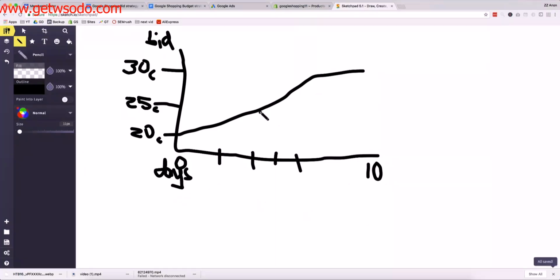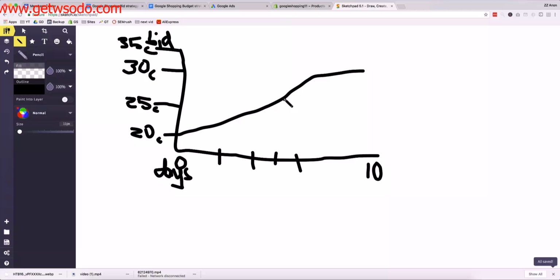Because what happens is, let's say on this day here, you're like, oh shit, I'm bidding 30 cents, but it's still only 25 cents. I want to put it up higher. And then you jack it up to like 35 cents, right? What happens is this will do this again, and it's still going to take a while to hit 35 cents. And the same thing happens if you try and reduce the bid, right?